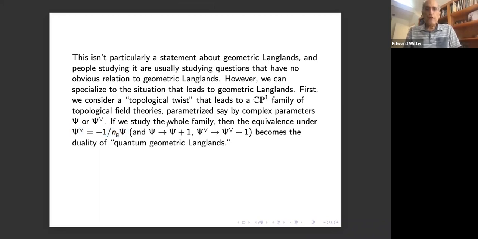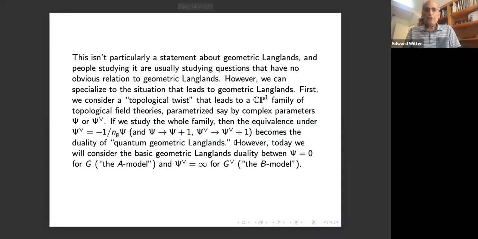If you study the whole family, you get what is called quantum geometric Langlands by people who work in that area. But for today, we're going to consider the basic geometric Langlands duality between psi equals 0 for the group G and psi dual equals infinity for the dual group. I'll call these the A model and the B model because they really are fairly closely analogous to A and B models in two dimensions.